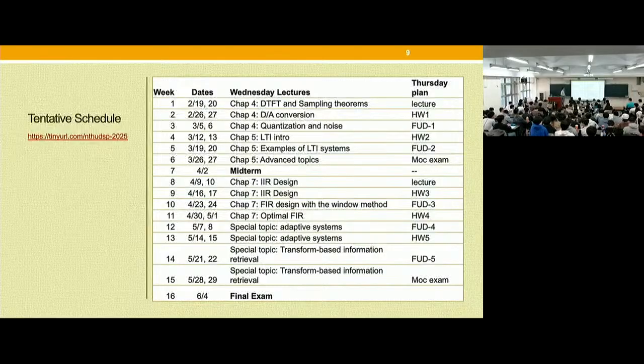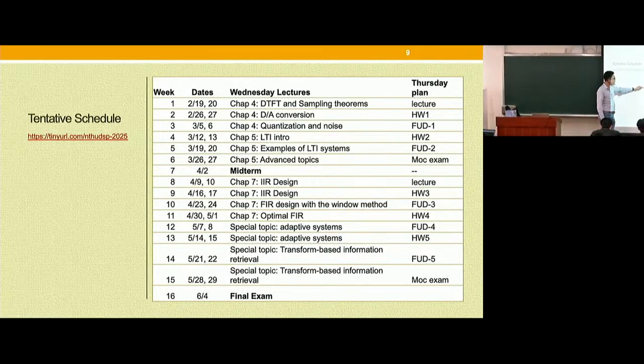And here comes the tentative syllabus, the plan for the entire semester. You can follow this link. The PowerPoint has been uploaded to EE class, so it's available for you to download. Otherwise, this is a tiny URL, NTHU DSP-2025. This is a Google Sheet, and I'm going to update it constantly. The current plan is that we're going to spend 3 weeks on Chapter 4, 3 weeks on Chapter 5, and there will be the one and only midterm on the 7th week. After that, we spend more time on Chapter 7, which is the core of this semester.